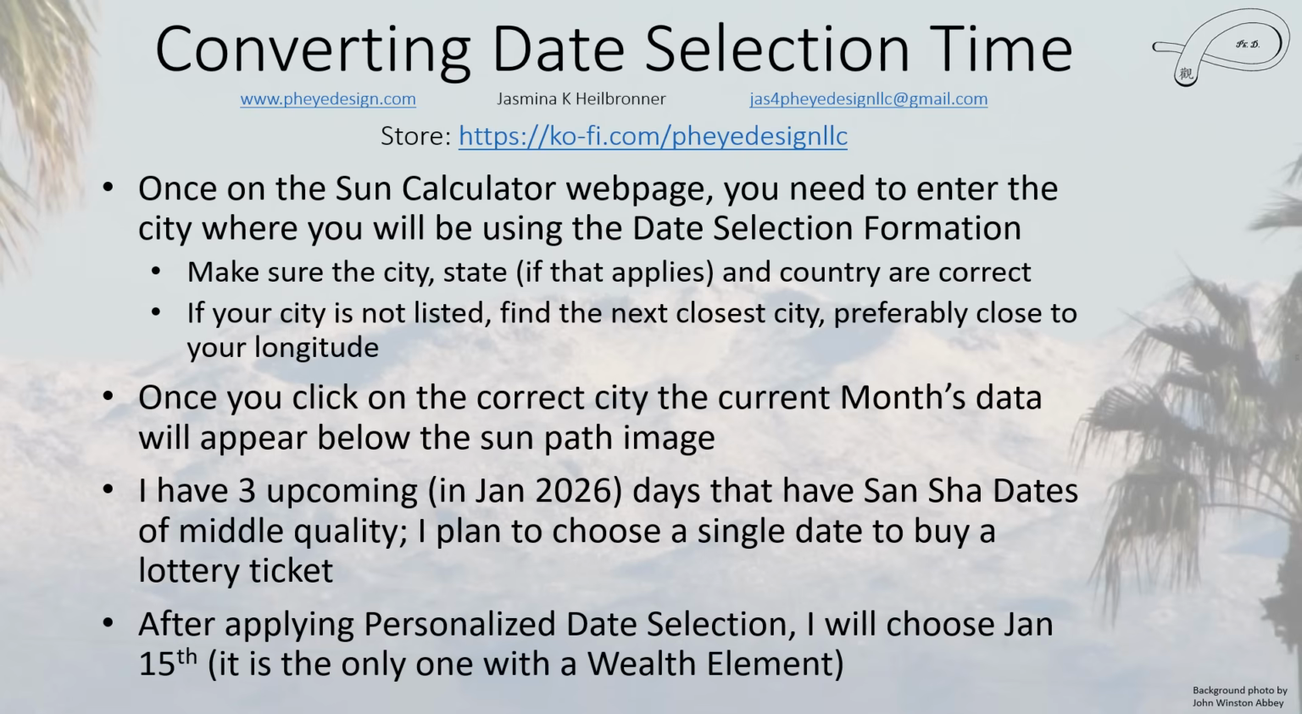Now, I did this in the Sansha example when I was giving that video. I gave an example of 3 days that were good, and I chose a certain day. I don't remember which one, but after applying personal date selection, I've changed the date I'm going to use, and I'm going to use January 15th instead. And the reason is, of those 3 dates, it's the only one that has a wealth element on the day's pillar, that is January 15th's pillar. So this is one extra reason why I chose this. The dates are pretty similar in quality, so it's not like I'm giving up a whole lot.